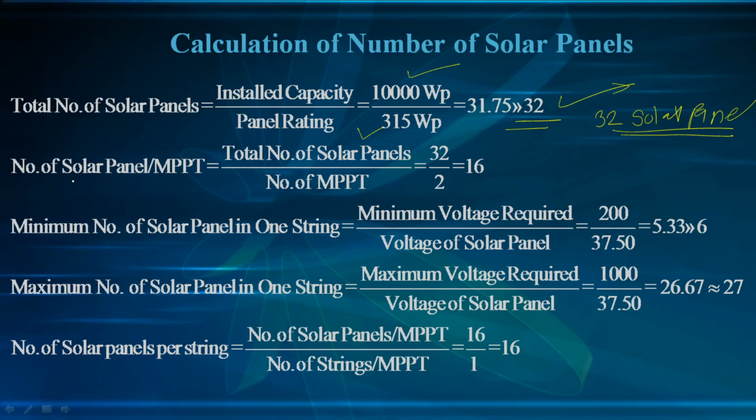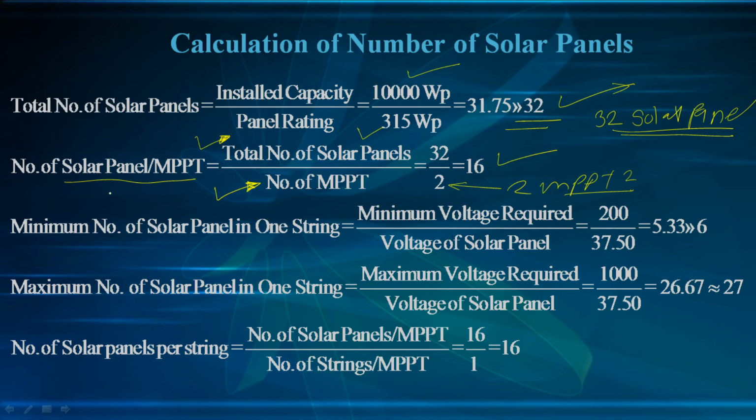The number of solar panels per MPPT basis can be calculated by this formula: the total number of solar panels, as per our calculation, divided by the number of MPPT inputs accepted by the inverter. In this case, the inverter has two MPPT input connections, so we divide the number of panels by 2. We get 16 panels that we can distribute string-wise or per MPPT-wise.